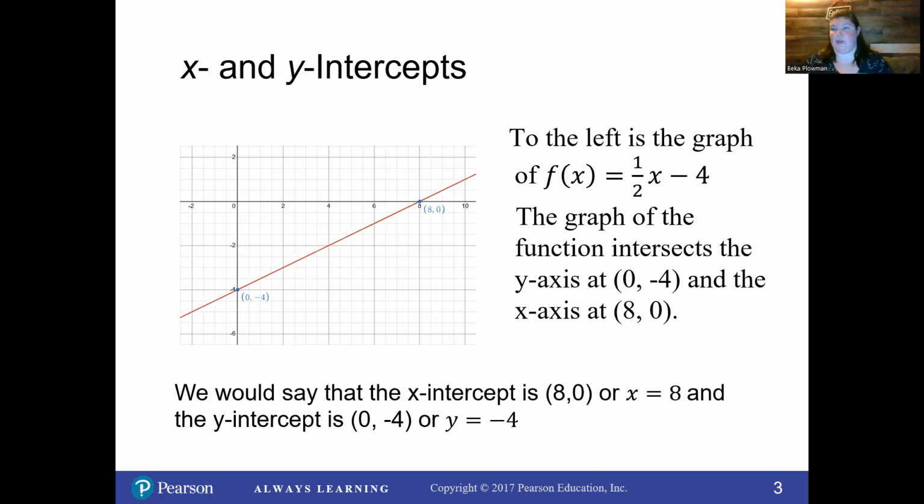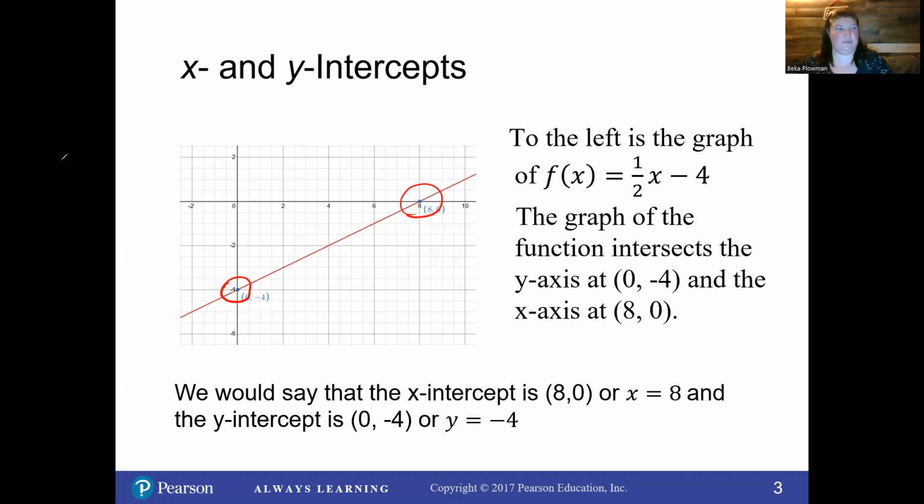We've already talked a little bit about a y-intercept, or you're probably familiar with it anyways from doing y equals mx plus b, your linear equation formula. So to the left is the graph of your function f(x) equals 1/2 x minus 4. The graph of the function intersects the y-axis at (0, -4), and intercepts the x-axis at (8, 0).